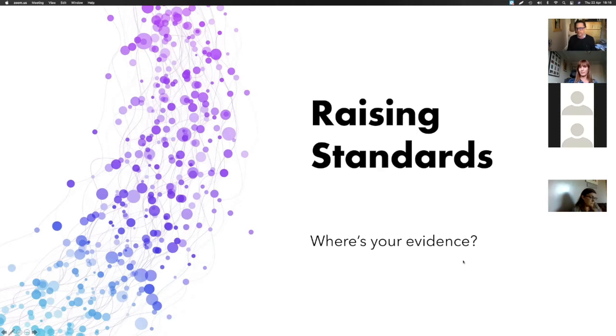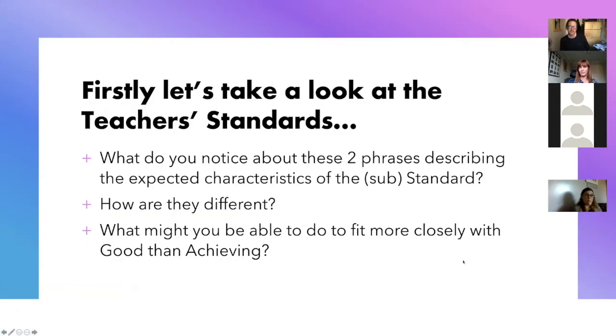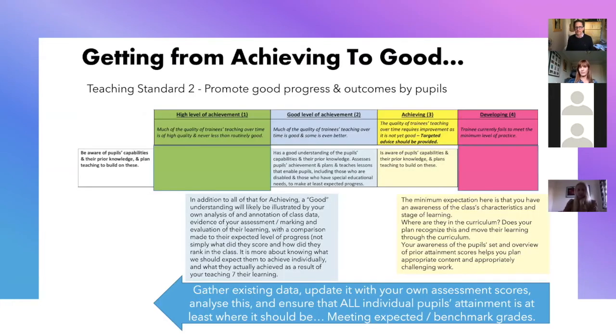So first part of the presentation is to look at some of the phrases that we read in the substandards associated with the teacher standards. So I want you to look at the next two phrases. There's one which is, I think, achieving and good. And I want you just for a moment to compare the two. So how does one compare with the other? What are the differences? And how might you be able to fit more closely with the good one rather than just the achieving one?